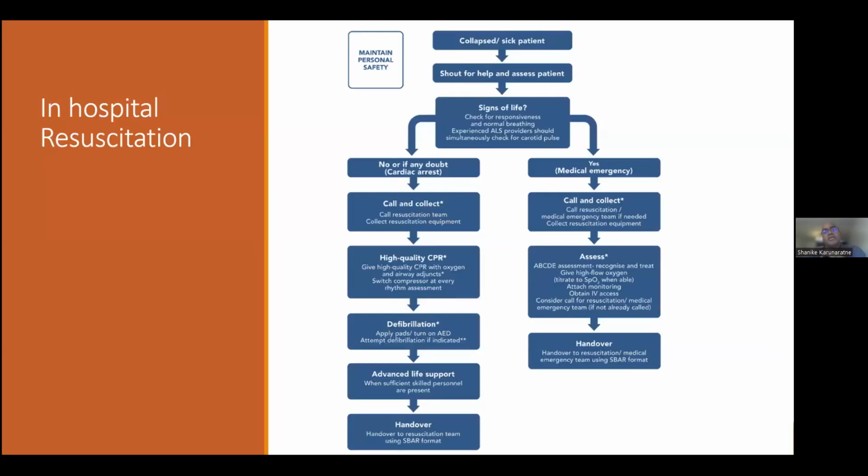So what would you do if you suspect an in-hospital peri-arrest situation? As I mentioned, you just check for signs of life. So you just talk to the patient, shake the patient. If no signs of life, if you are in doubt, always call a cardiac arrest call. We call it call and collect. So you call somebody to call a cardiac arrest, and the team should inform the critical care team or your subsequent team to rush to the place, and you collect the resuscitation equipment quickly, maybe a nursing officer or attendant available.